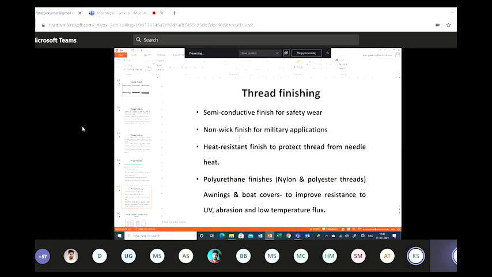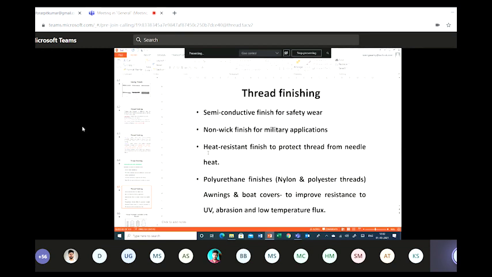And there are some special finishes available, especially to take care of the sewing. During sewing at high speeds, especially with polyester threads, the threads may be melted or may form beads. So to protect the thread during sewing, the threads are applied with a heat-resistant finish.